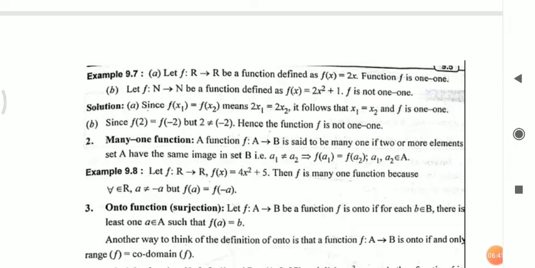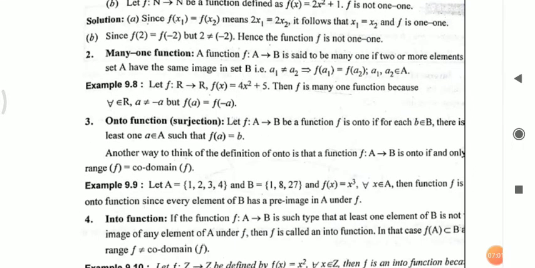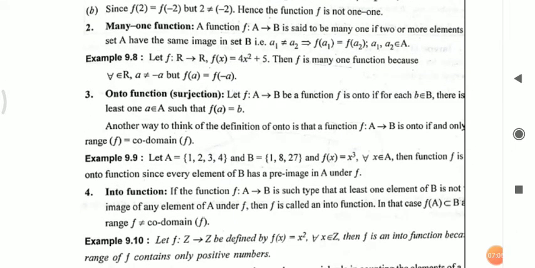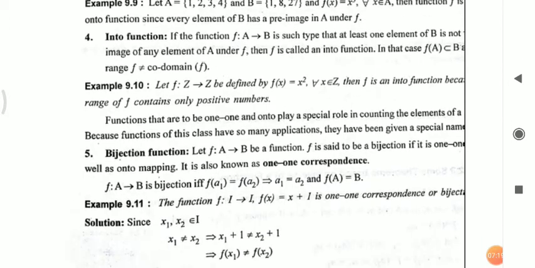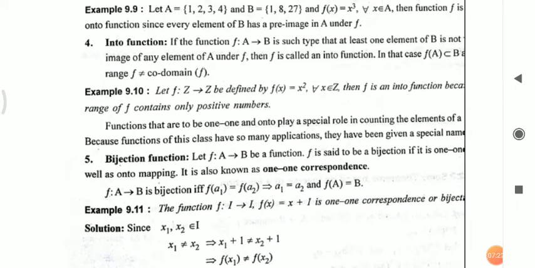Next is onto function. If each and every element of set B, that is the codomain set, has a pre-image, which is not a necessary condition for a function, but if every element of B also has a pre-image in A, then the function will be called onto, so that range and codomain in that case will be the same. Next is into function, which is the opposite of onto function, meaning there is some element left in the codomain set, so it will be called into function.